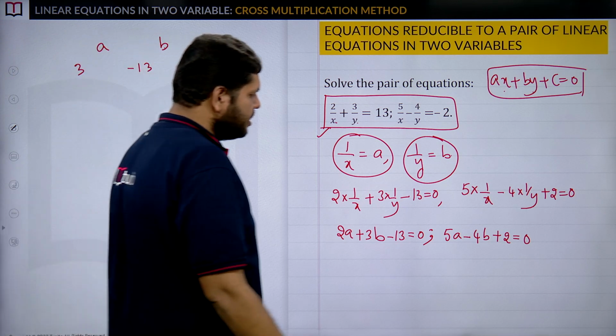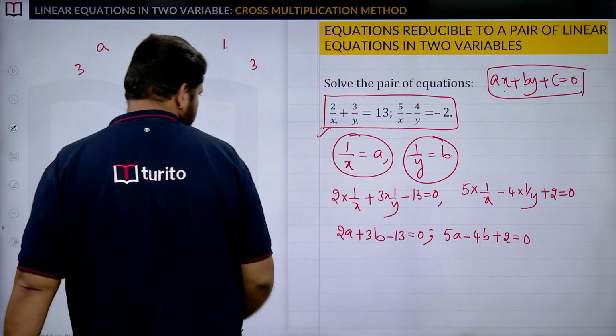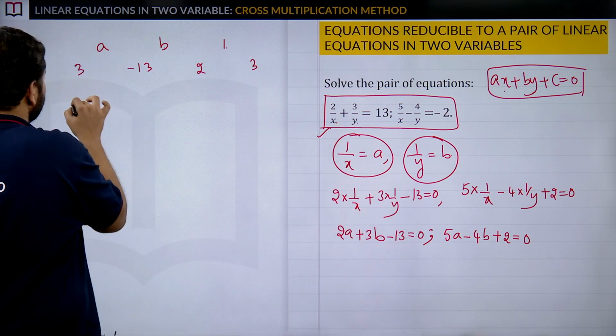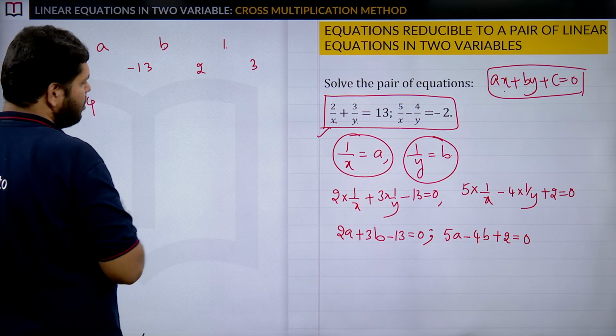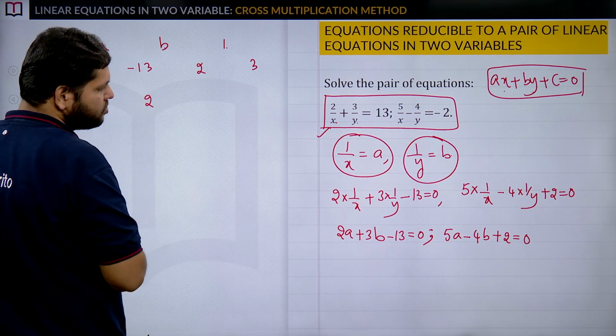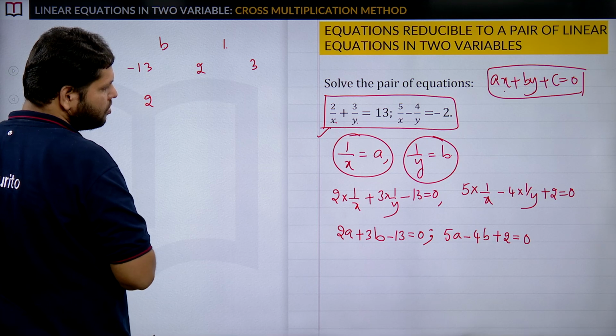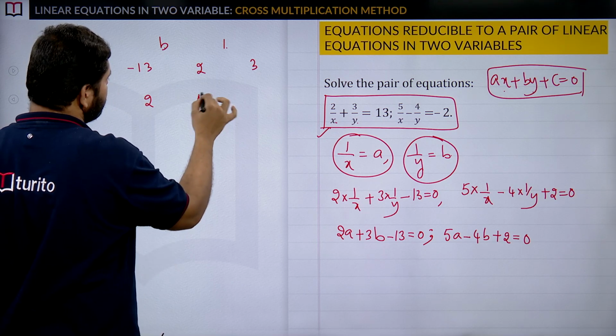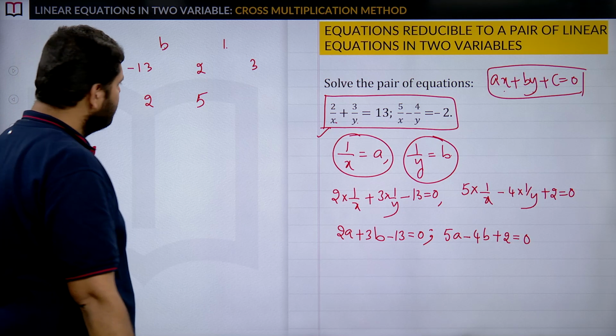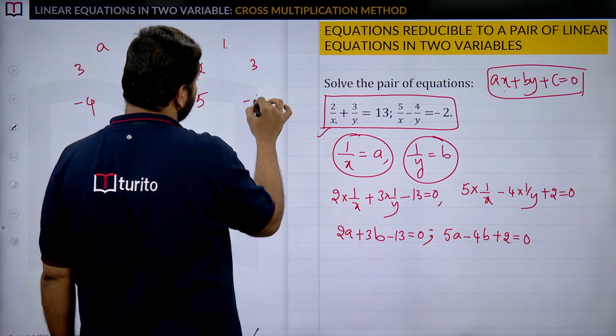Now, children, look at the second equation. So this is minus 4. This is 2. And this is 5 because the a coefficient is 5. And next one, children, we can say this is minus 4.